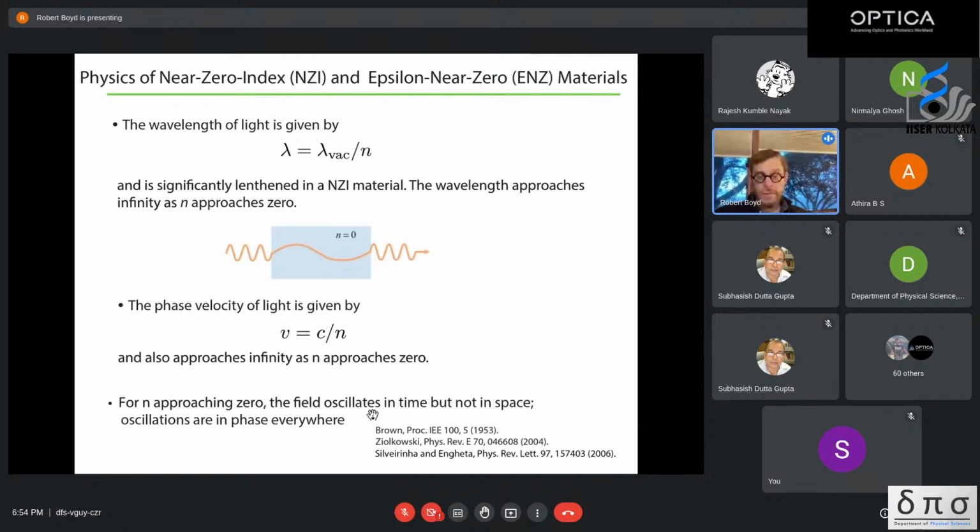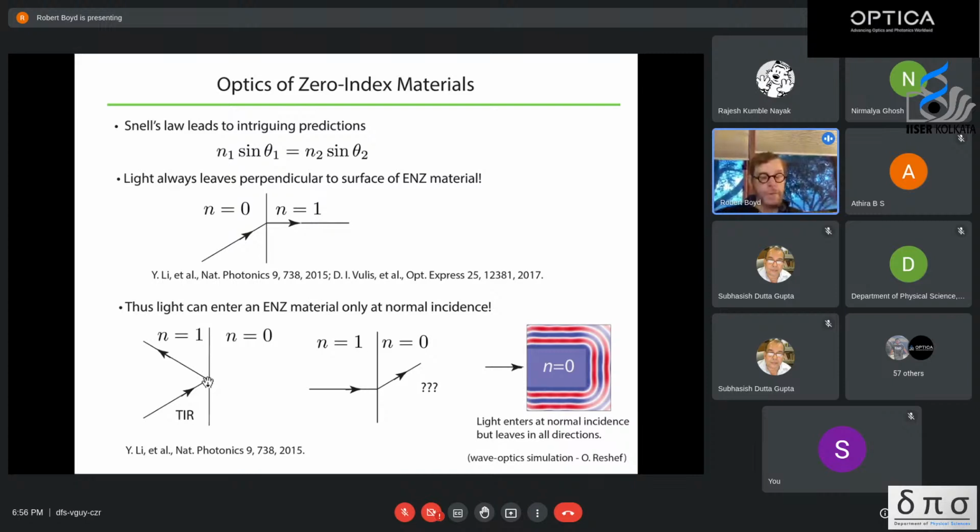Now, the first reference I know to this behavior is 1953. At oblique incidence, you will get perfect reflection, total internal reflection. It's only when you come in at normal incidence that you can couple light into the medium itself. Now, from Snell's law, you see that any angle inside the material will obey Snell's law. So the question is, which direction does it really go?